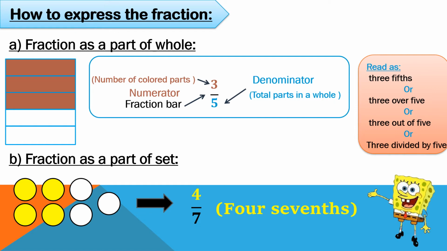I have 4 yellow and 7 the total balls. I can read it 4 over 7 or 4 sevenths.